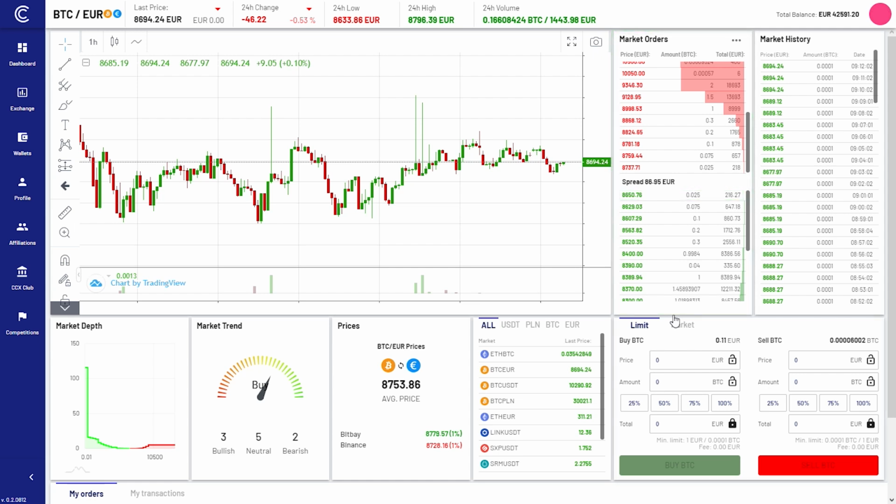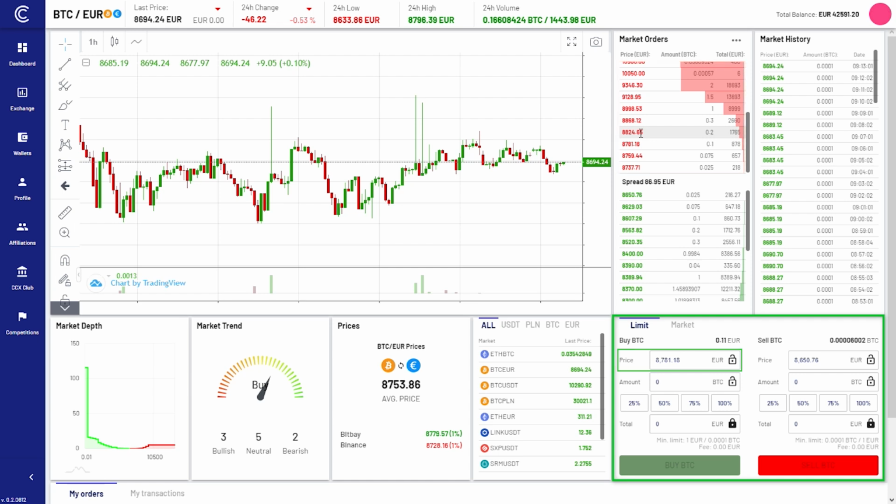Let's now head to the buy and sell option. First section allows us to buy Bitcoins for euros and also shows our euros balance, and second section allows us to sell Bitcoins for euros and also shows us our Bitcoin balance. If we want to make a purchase, we must first enter the price at which we want to make the transaction. The price can be entered manually from the keyboard or by clicking one of the listed sell offers.